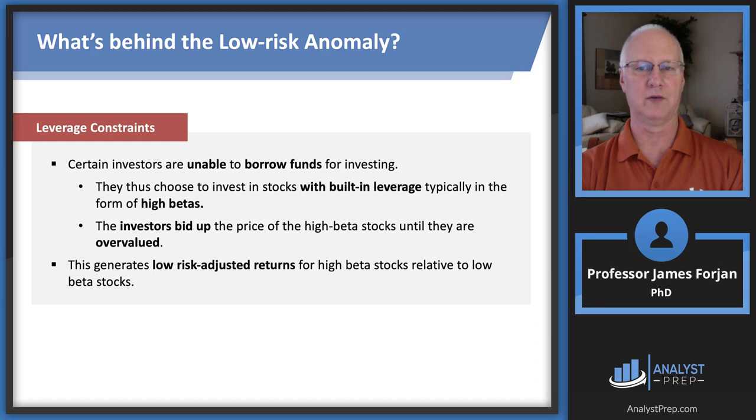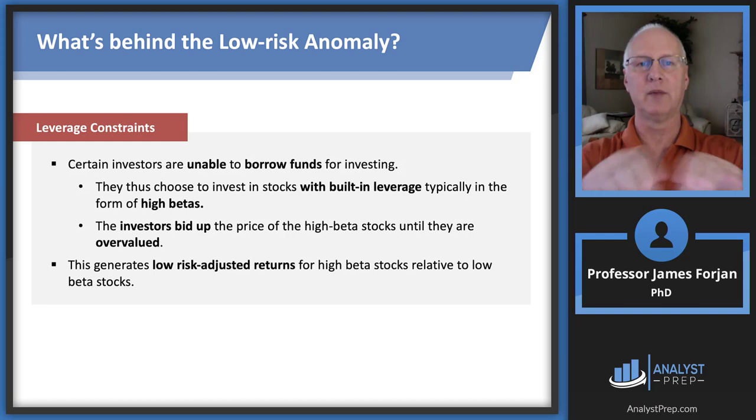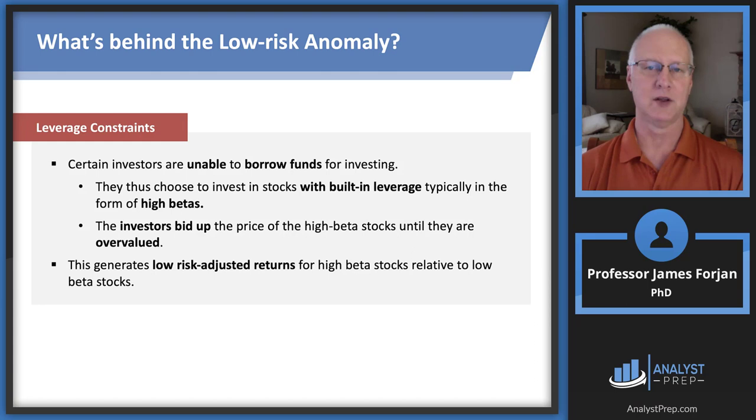What that means is that, being limited in my personal ability to find leverage, I'm going to find stocks that have their own leverage in their capital structure. I'm going to find stocks that have lots of bond issues, with longer terms, so there's greater interest rate risk, and maybe they're not AAA rated bonds, et cetera. Those stocks that have high degrees of leverage probably have higher betas. So what happens is that I and others like me will bid up the price of those high beta stocks until they're no longer fairly valued, until they're overvalued. This ends up resulting in lower risk-adjusted returns relative to those for low beta stocks.